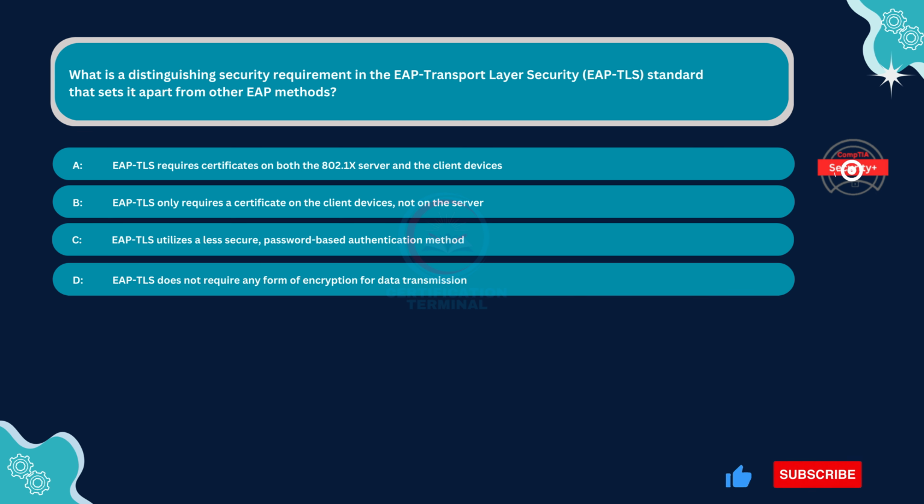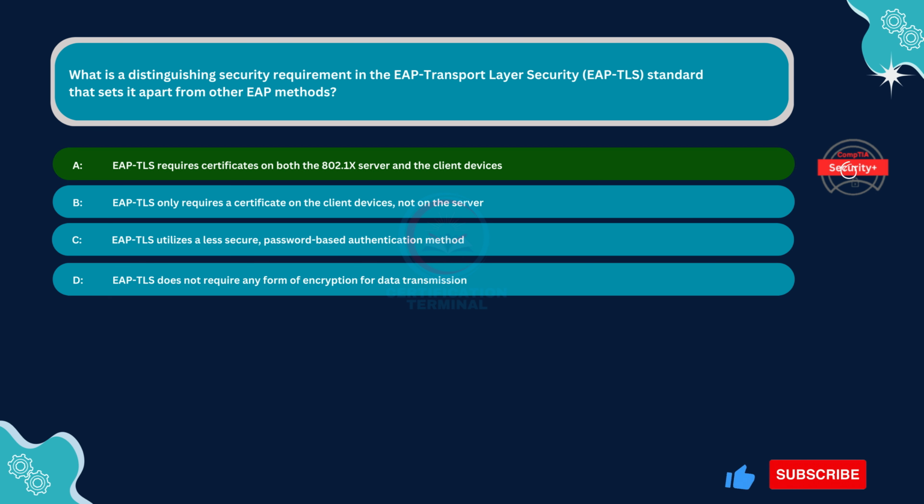The correct answer is Option A, EAP-TLS requires certificates on both the 802.1x server and the client devices. The distinguishing security requirement in the EAP Transport Layer Security (EAP-TLS) standard is that it mandates certificates on both the 802.1x server and the client devices.